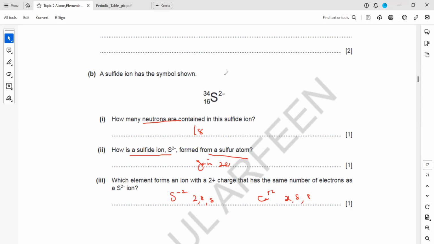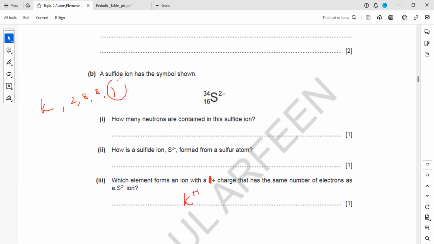If they ask the same question, but say which ion has a plus 1 charge and is the same as a sulfide ion, in that case we'll write potassium, because the potassium atom is 2, 8, 8, 1, but the potassium ion is 2, 8, 8. And if it was about a plus 3 charge, in that case we'll write a group 3 element. Is it clear, this one?